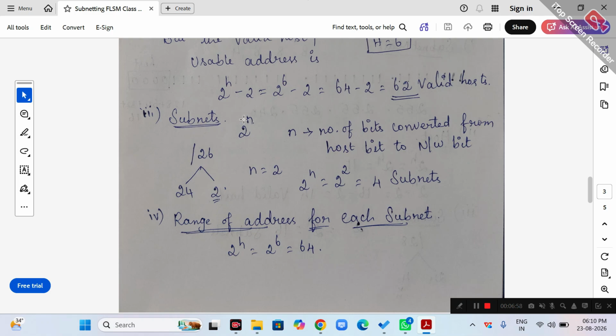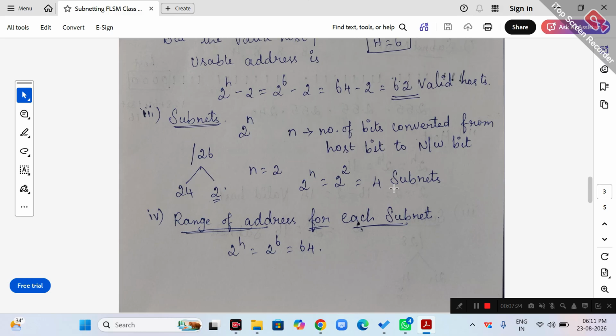So 2 to the power n. Here n is not the total number of network bits, it is the bits converted from host bits to network bits. So 2 to the power n equals 2 to the power 2, so a total of 4 subnets are there. The entire network is divided into smaller multiple networks, so here 4 subnets are there.